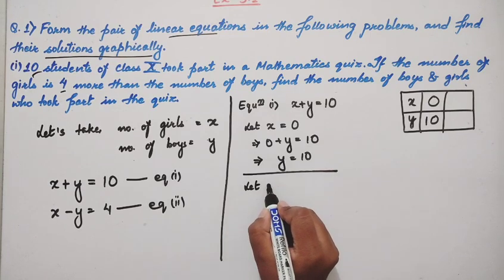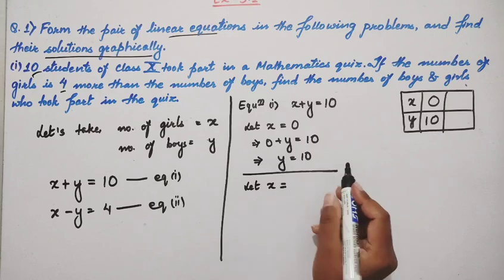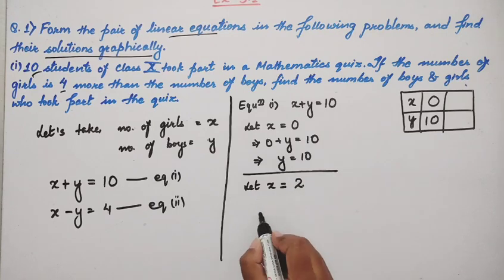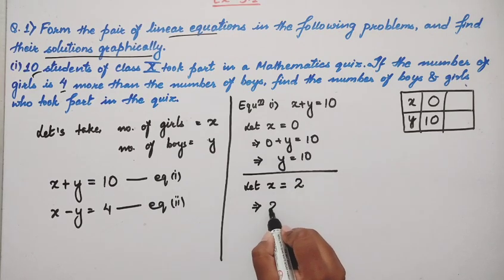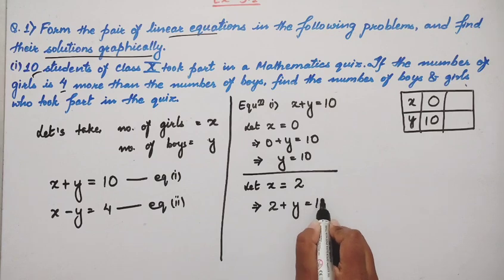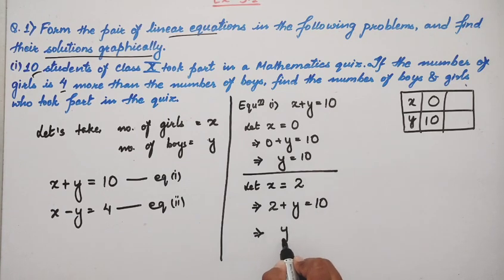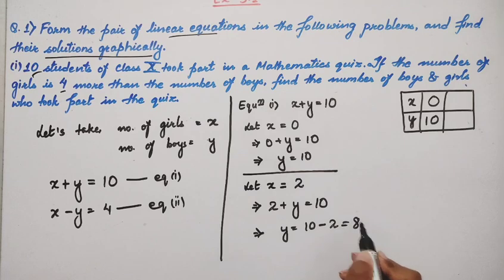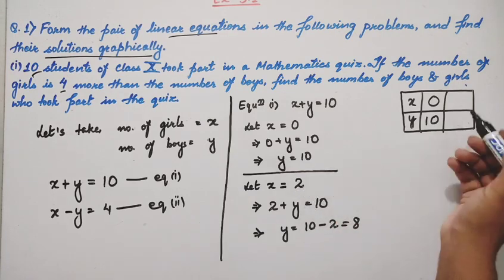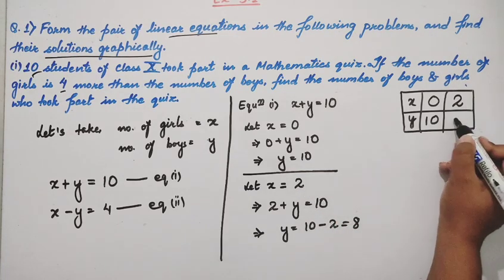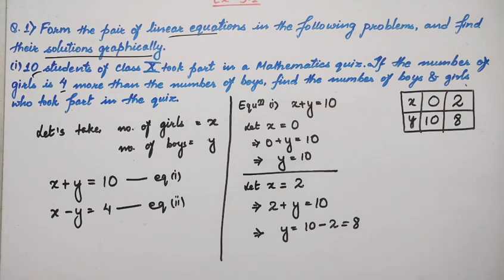Next, let's say X equals 2. In that case, we get 2 plus Y equals 10, or Y equals 10 minus 2, that is 8. That is, when you take X equals 2, you get Y equals 8. Now we have got the first part over here. Next we will go with the second part, that is equation number 2.